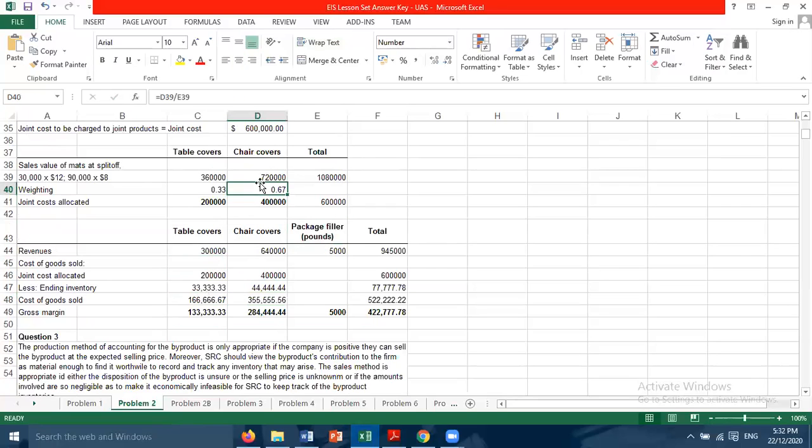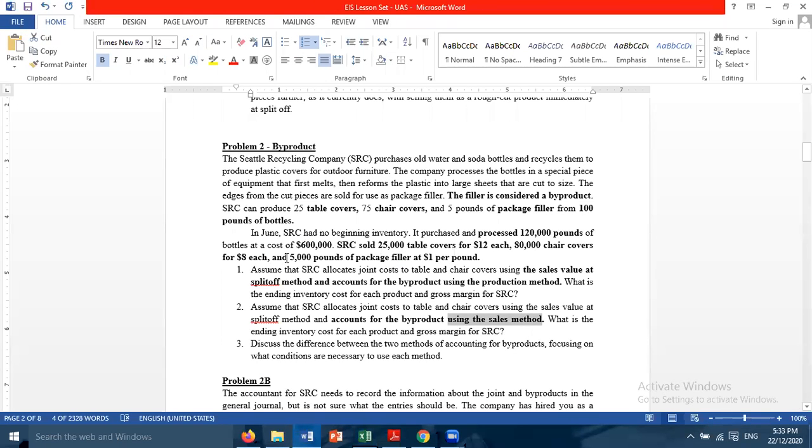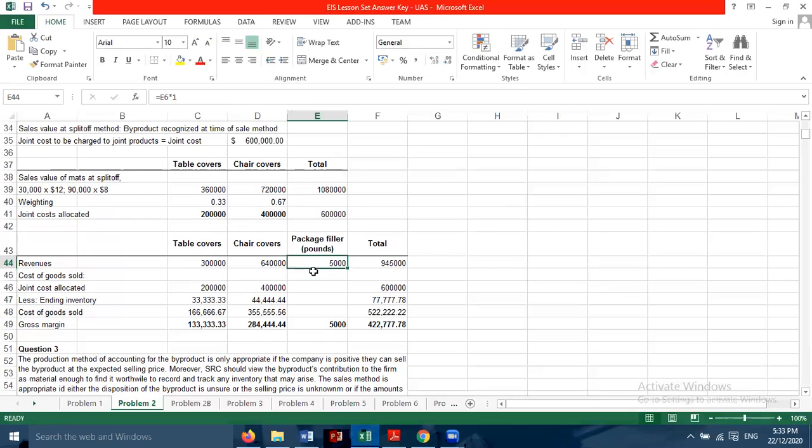Now, the difference between the production method and sales method, aside from not reducing joint cost by its net realizable value, is that in the sales method, the sales of the byproducts, or in this case, package fillers, are recognized as revenues. In this case, we sold 5,000 here, shown, with a selling price of $1. So we acknowledge a revenue of $5,000, which will be included in the total gross margin here.